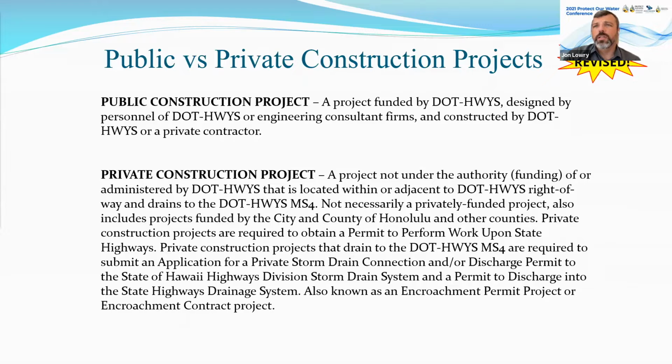Private construction projects, which would have in the past been referred to as encroachment projects, are projects that are not under the authority or funding of DOT-HWYS, and they're located usually outside of the right-of-way, but they typically require some sort of permit or connection to DOT-HWYS MS4 or even just water flowing into the right-of-way.